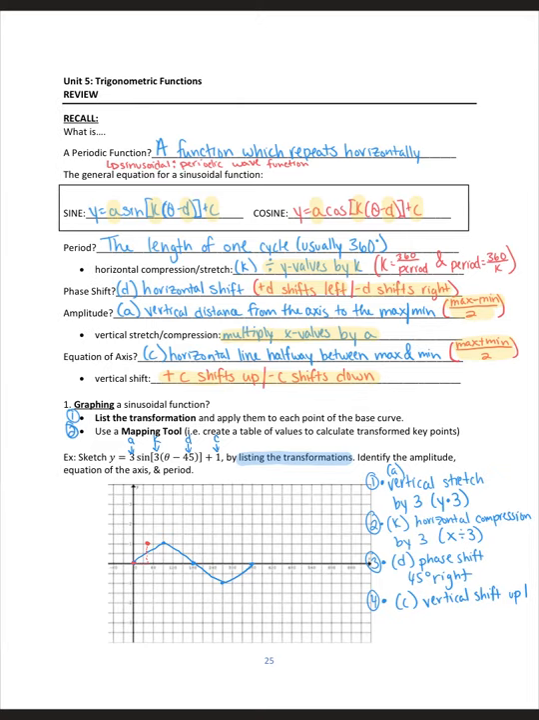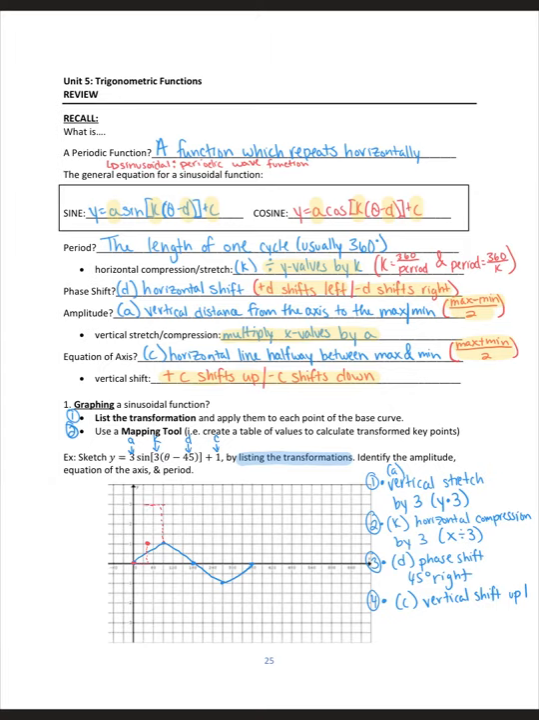Okay, so now we'll look at our next point. Our next point is at 90 and 1. So my y value is 1. I'm going to start by vertically stretching that by 3, so that brings the point up to 3 on my y-axis. And then I'm going to compress that 90 by 3. I'm going to divide 90 by 3, which brings me to 30.